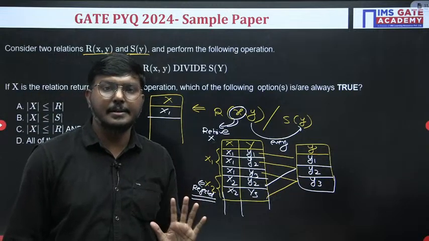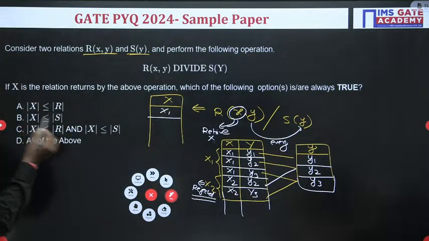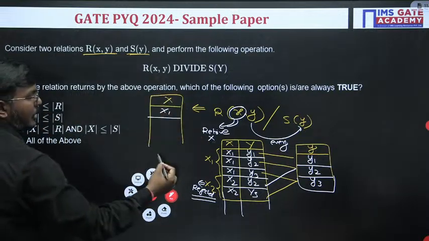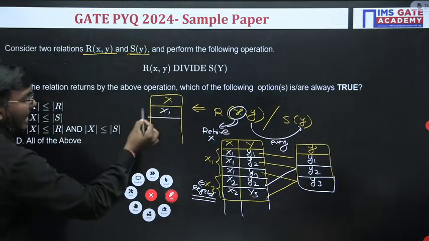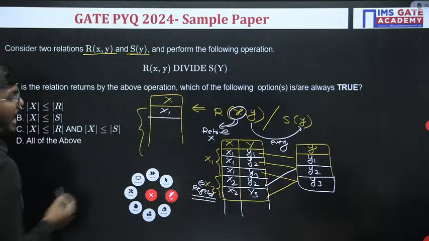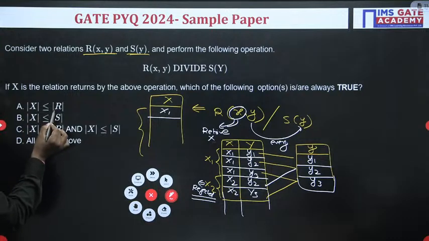Understood? Done? Then now see the option. It says the result table, whatever result we have, is nothing but x, and its cardinality, meaning how many records we have, will be less than or equal to the cardinality of R.